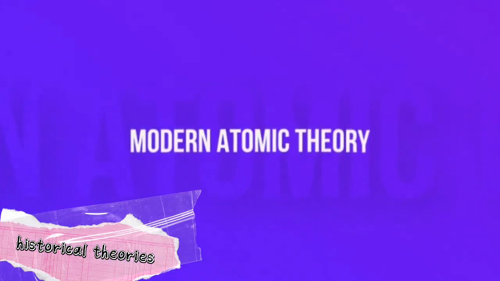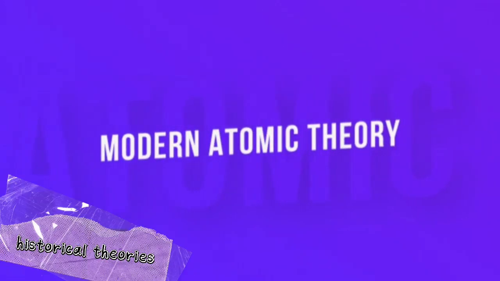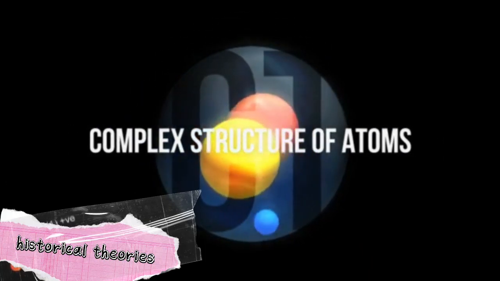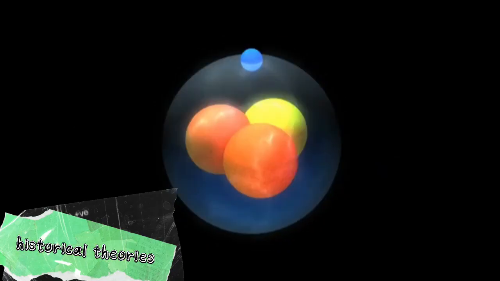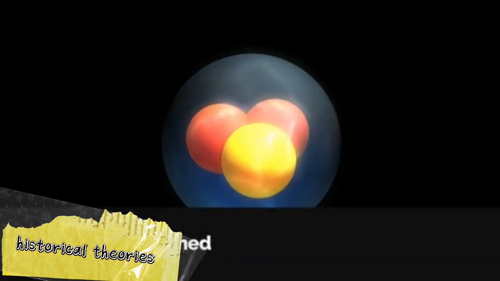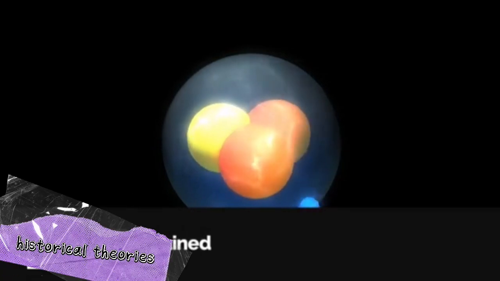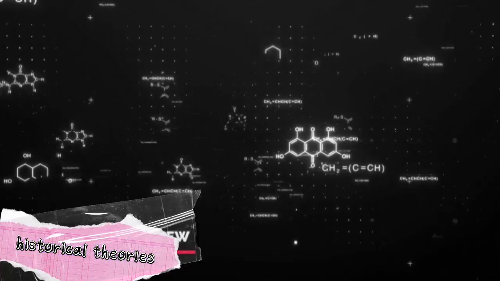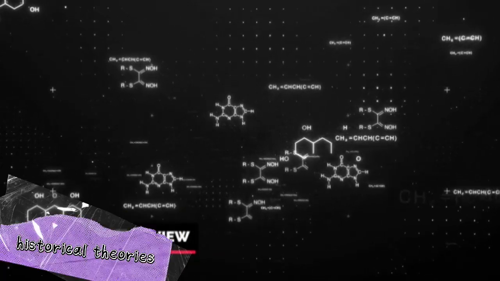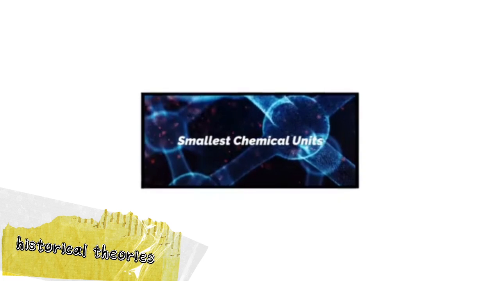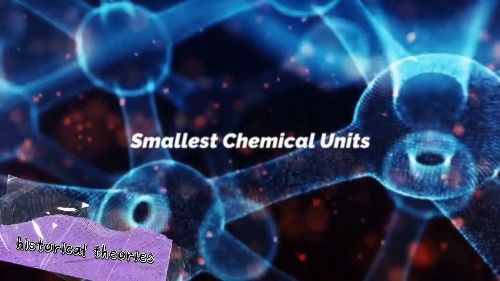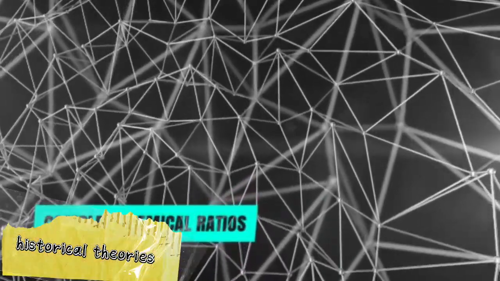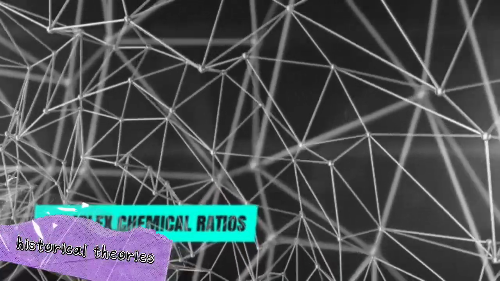Modern atomic theory states atoms are no longer indivisible. An atom has a complex structure composed of subatomic particles. Atoms of the same element may not be similar in all respects, like isotopes. Different elements may share similarities. These are known as isobars. Atoms are the smallest units participating in chemical reactions. Chemical ratios may be fixed and integral, but not necessarily simple.